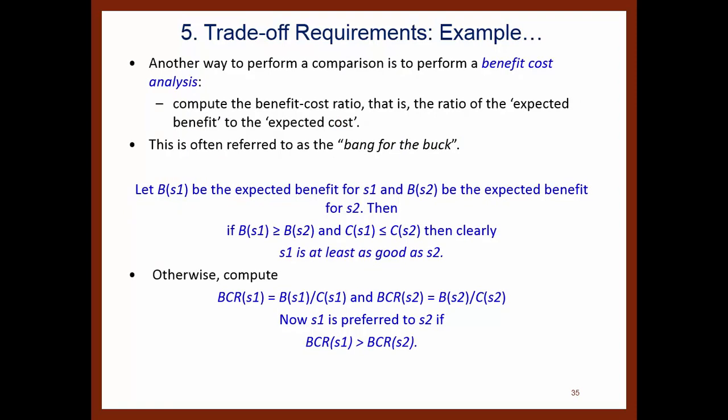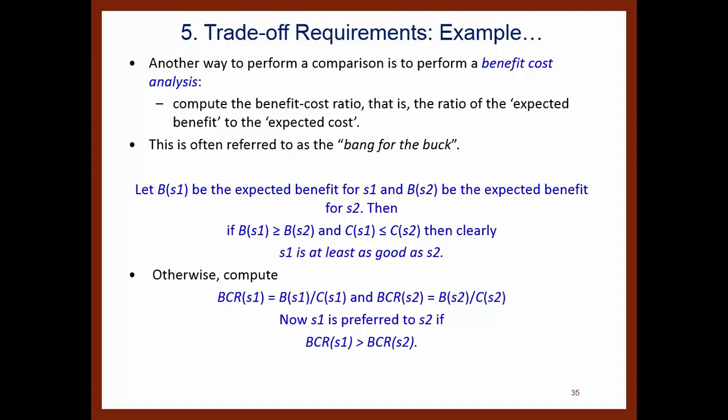Another way to perform a comparison is to perform a benefit cost analysis, in which we compute the benefit cost ratio, that is the ratio of the expected benefit to the expected cost. If you remember your engineering economy class, you were supposed to do this type of benefit cost analysis. So basically what you're doing is you're looking at the ratio of dividing the revenue or the benefit by the cost, and you compare that. This is often referred to as the bang for the buck.